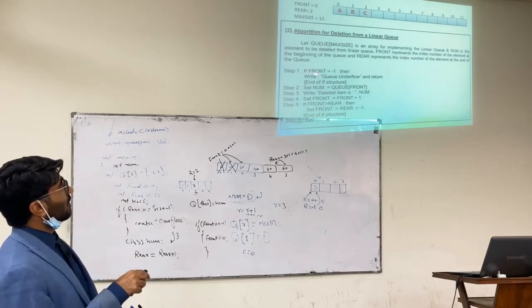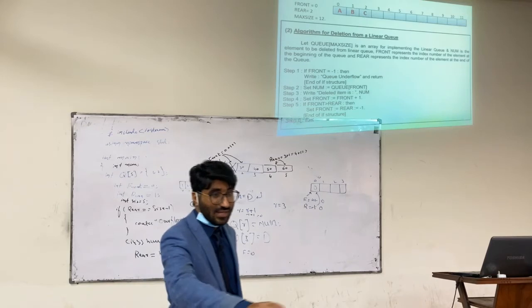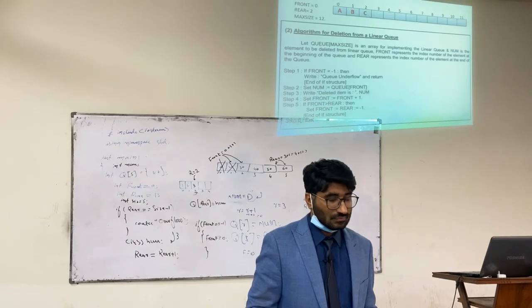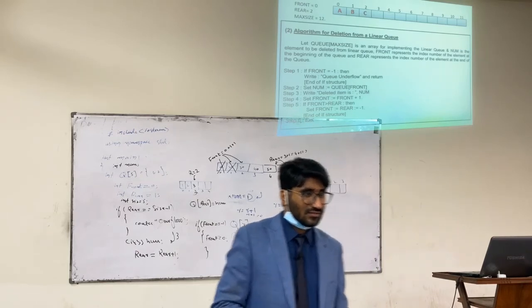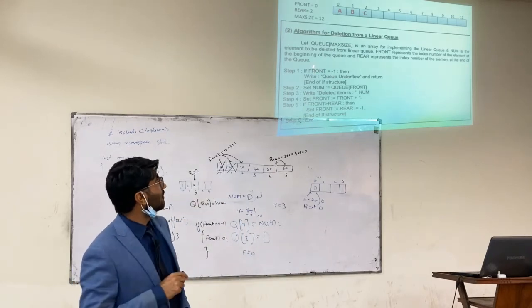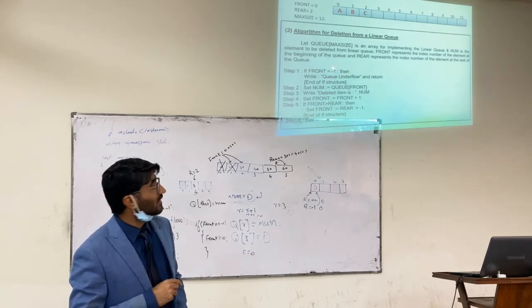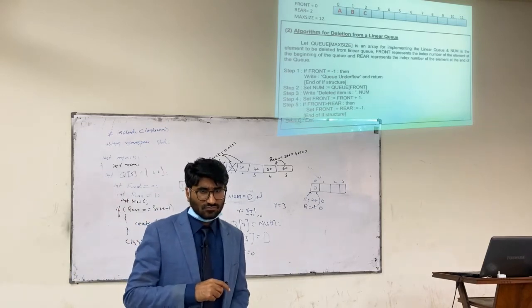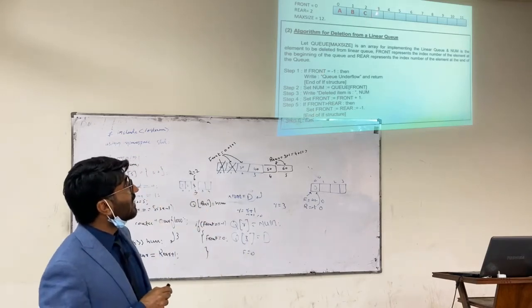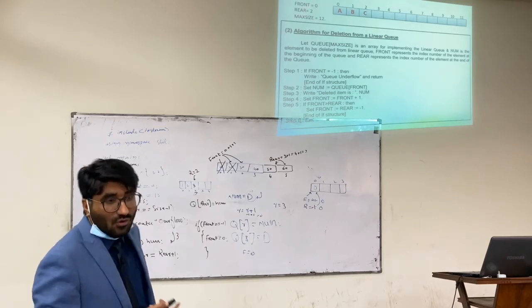Okay, so if front is equal to -1, what does this mean? इसका मतलब क्या है? We are checking that either this queue is empty or not. अगर ये empty होगी तो आपका ये front क्या होगा? Null होगा. ठीक है ना?